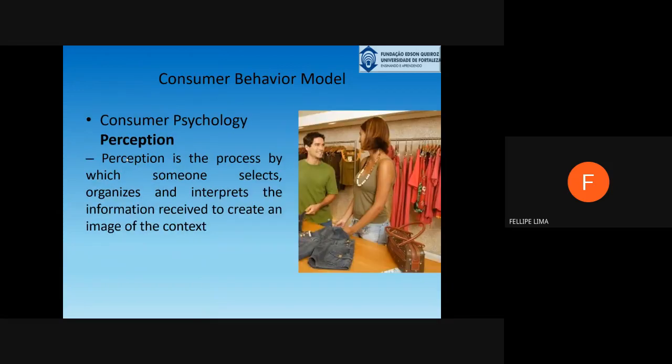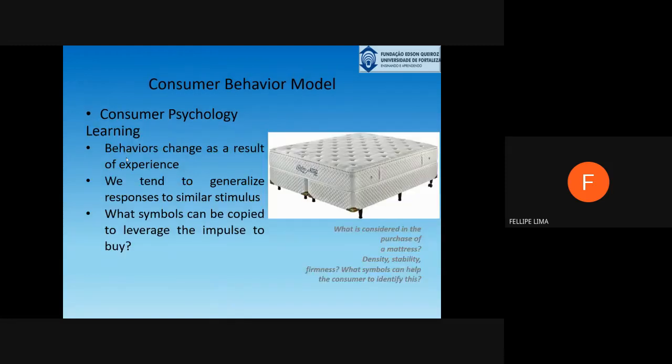Consumer perception. It's the process by which someone selects, organizes, and interprets the information received to create the image of what they want. Consumer learning, the psychology of learning for the consumer, thinks about the behaviors that change with experience. Every consumer tends to generalize responses to similar stimuli.